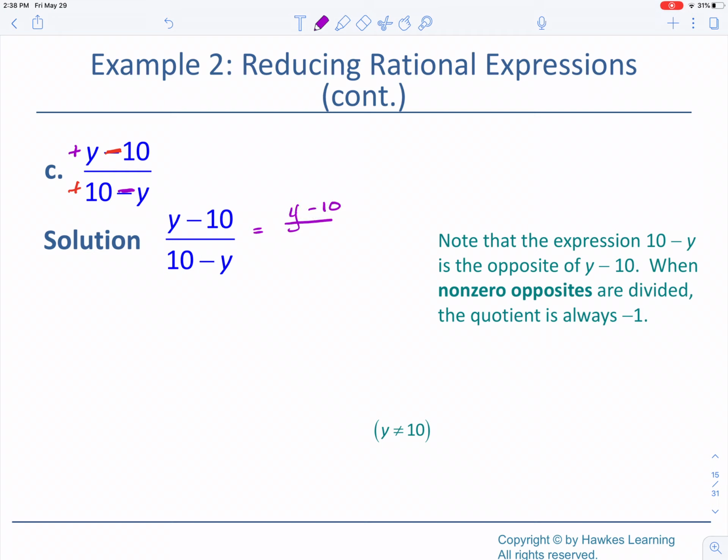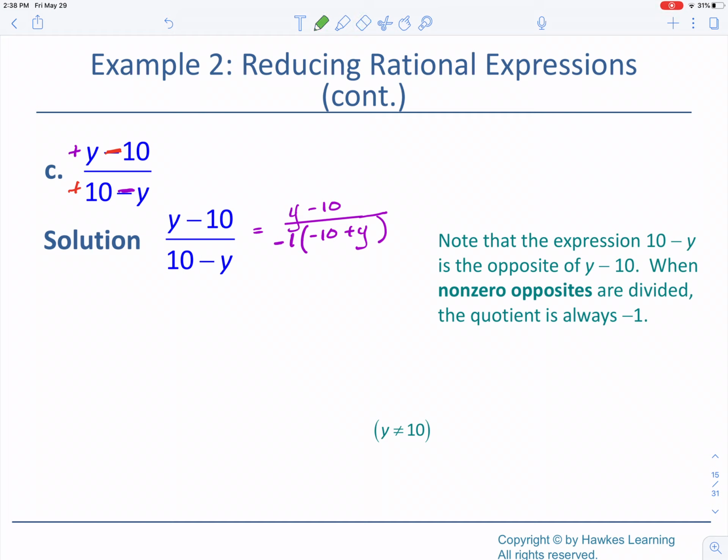I'm going to work you through this, and then we're going to talk about just remembering the shortcut. On the bottom, if I factor out a common -1, what that does is it reverses these two signs, and I hope you still see this is still a positive 10 if I multiply those back together. This is still a negative y if I multiply those back together. So I'm not changing the value, I'm just changing the way it looks.